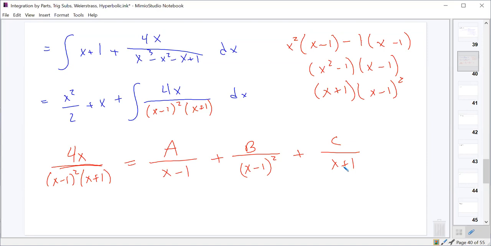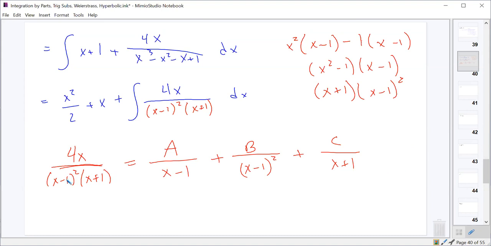So if I had an x minus 1 cubed, I would have a over x minus 1 plus b over x minus 1 squared plus c over x minus 1 cubed. And then I'd have a d over x plus 1. Or let's say this had x plus 1 squared here. I'd have to add a plus d over x plus 1 squared.